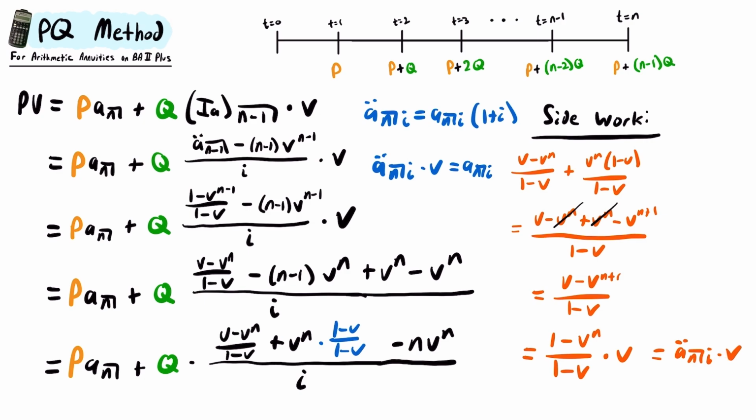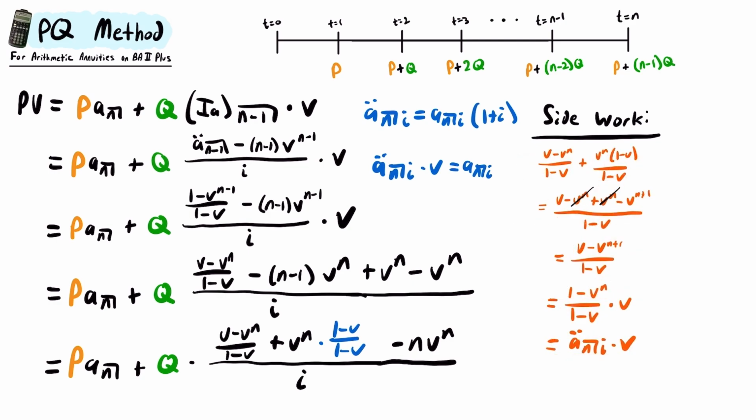So the bottom line here is that these two terms right here that we've been working with in this side work all simplify to just a n bracket i. Or in this case, since we're simplifying our notation, it's just a n bracket. Okay, we can finish off our side work with that. That is all that is equal to, which is really nice.